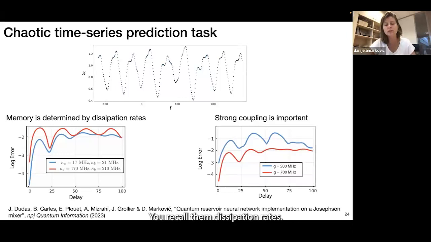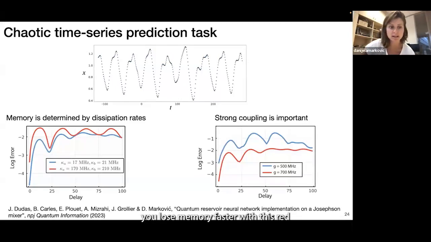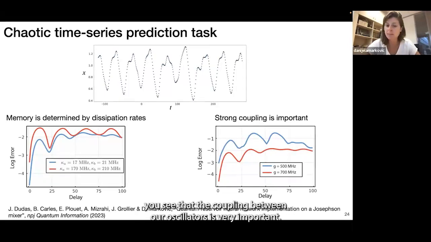dissipation rates, here I call them dissipation rates. In practice, it's coupling rates of our system to the transmission lines. And most of the dissipation actually goes through them. And well, without a lot of surprise, you see that if you have more dissipation, you lose memory faster. So with this red curve to the left, the error increases. Again, without much surprise, you see that coupling between our oscillators is very important. In the red curve, the coupling is stronger and the error is smaller.